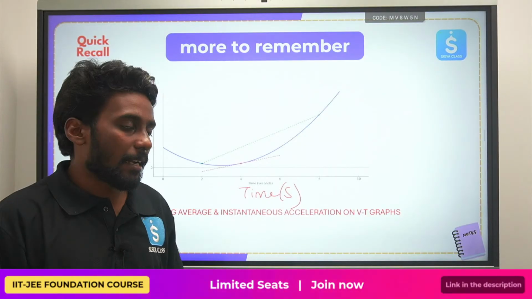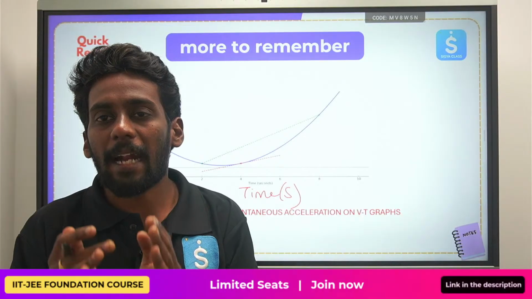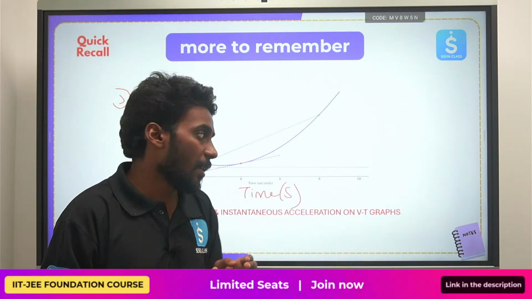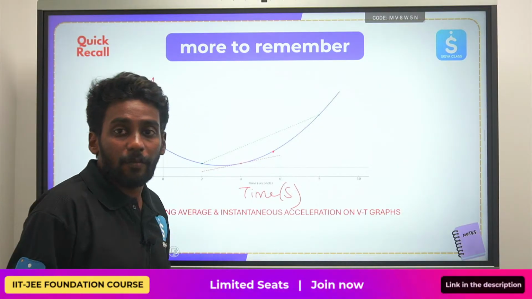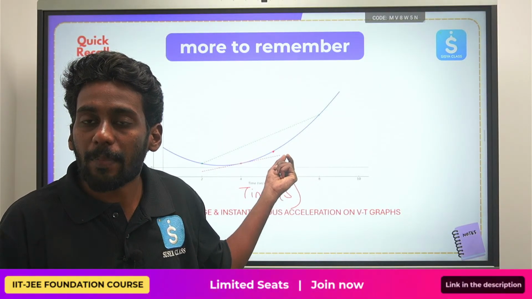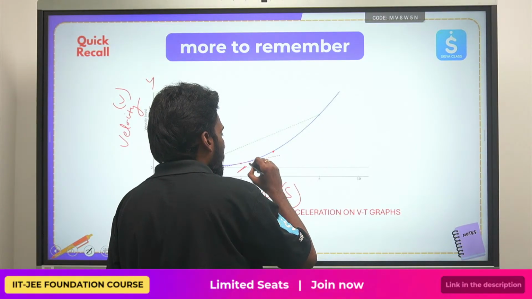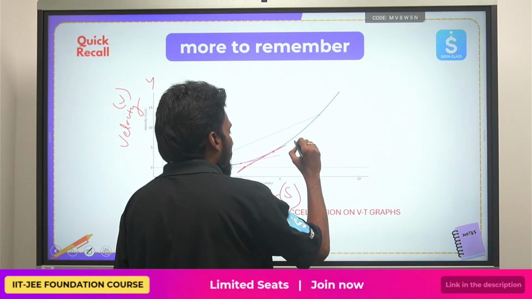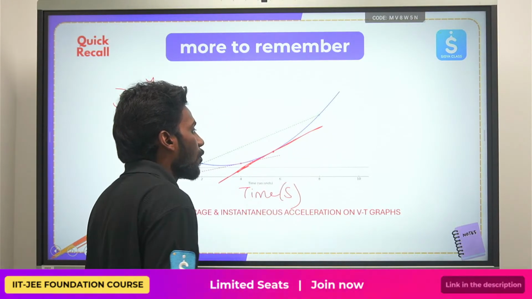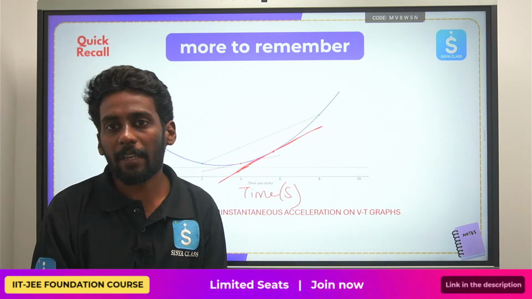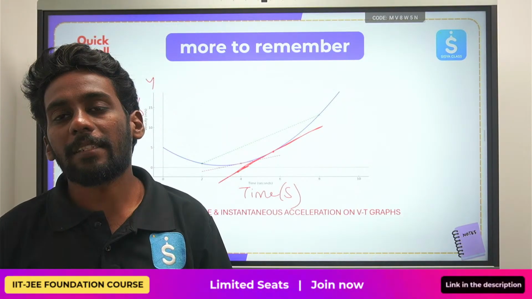So in a VT graph, if you are seeing a curve, and if you want the acceleration at any instant of time, you need to select a point where you want that acceleration at that particular instant, and you need to draw a tangent at that particular point. So tangent means what? Tangent means a straight line that passes through only one point on a curve. If a line touches a curve at only one point, it is called a tangent.